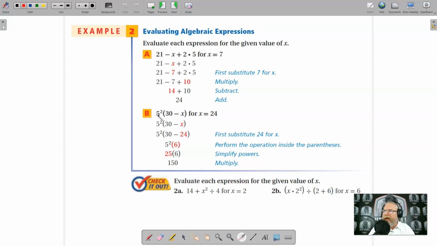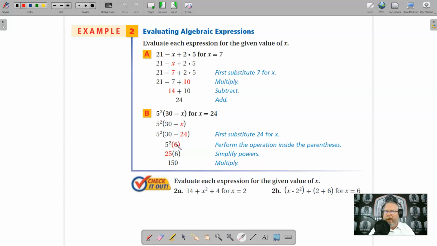On example B, we have 5 squared times the quantity of 30 minus x. And for x, we have to substitute the value of 24. So let's rewrite the problem. 5 squared times the quantity of 30 minus x. We're going to substitute 24 for the value of x. Now before we can do the exponent here with 5 squared, we have to deal with the parentheses. Please excuse my dear Aunt Sally. P comes first. P is for parentheses, so we have to do the parentheses. 30 minus 24 is 6.